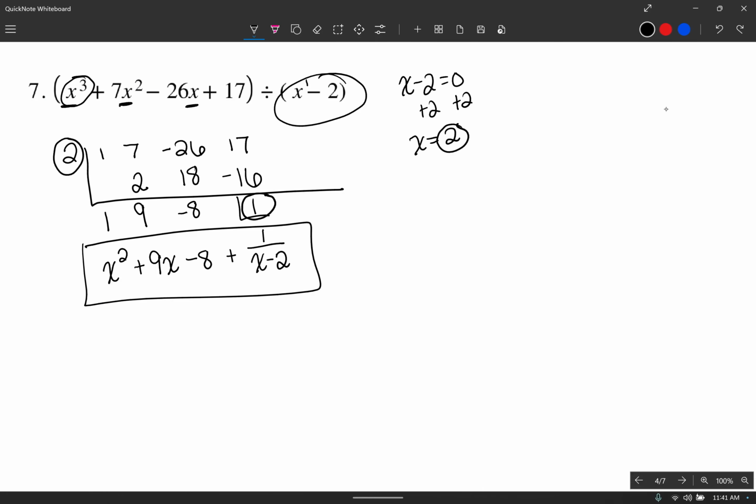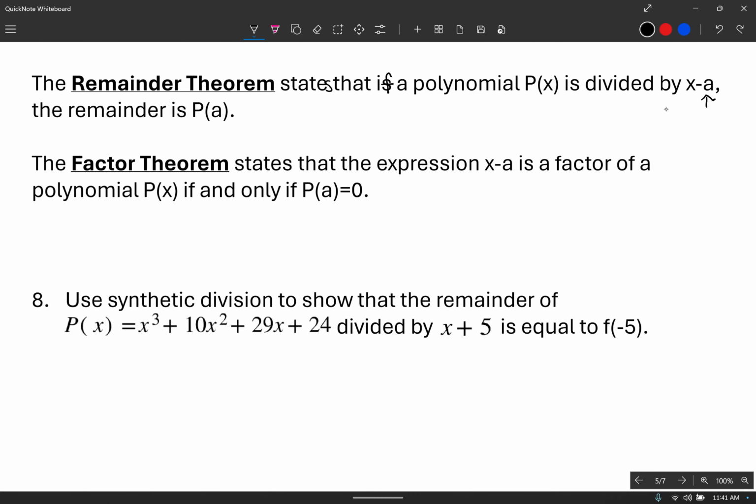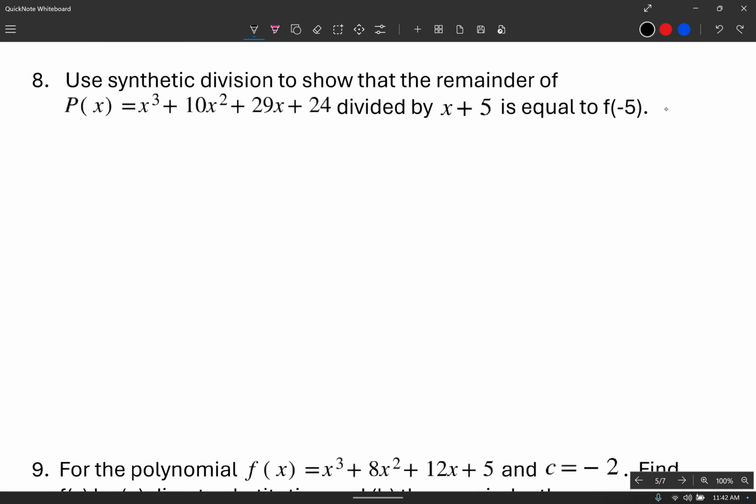All right? The factor theorem states that the expression x minus a is a factor of the polynomial if and only if, when you plug in that number, you get 0. In other words, the remainder is 0. So we're going to use synthetic division to show that the remainder of p of x, when it's divided by x plus 5, is equal to, and again, lots of typos, I'm sorry, p of negative 5.